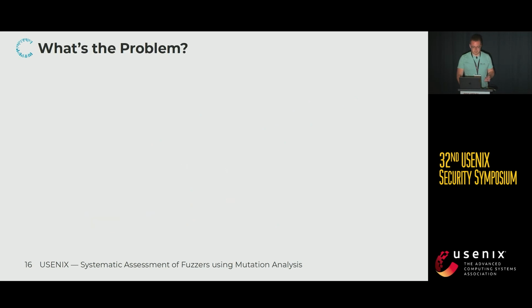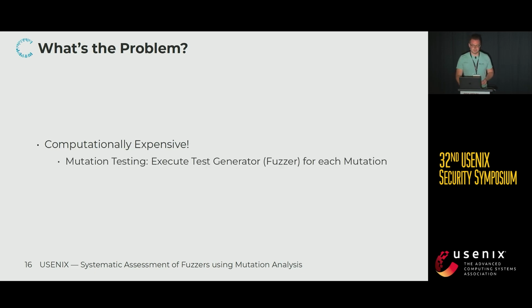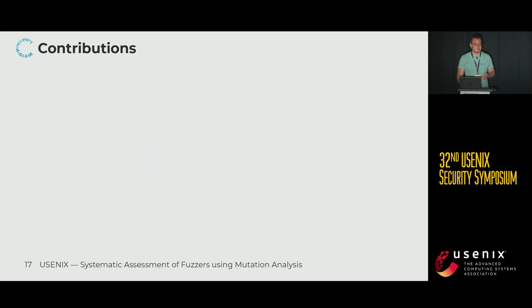So what's the problem with using mutation analysis for fuzzer evaluation? Well, the problem is it's very computationally expensive. Mutation testing requires that you execute a test generator or test suite for each mutation. And fuzzing, well, the more executions, the better. So what did we do? Our contributions are obviously that we need to reduce computational costs, as it would be infeasible otherwise.